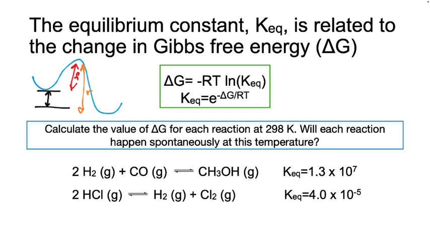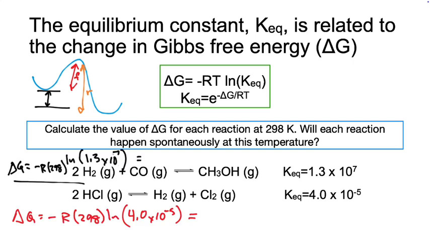So if we now move to a blue box: calculate the delta G for each reaction at 298 Kelvin. Will each reaction happen spontaneously at this temperature? Okay, so now what we've got to do is a bunch of plug and chug. Fire away. Time to actually solve those out. For that top one, what did we get? Just show me the top and then the bottom.